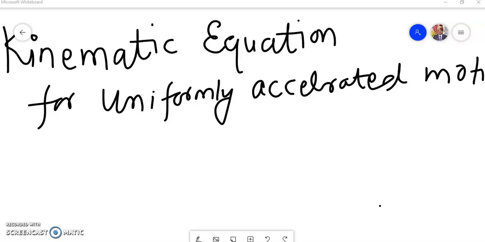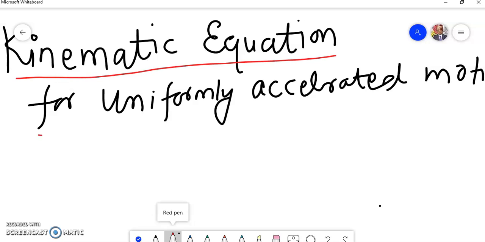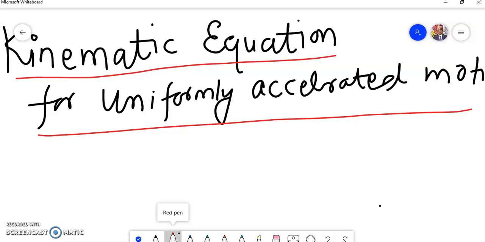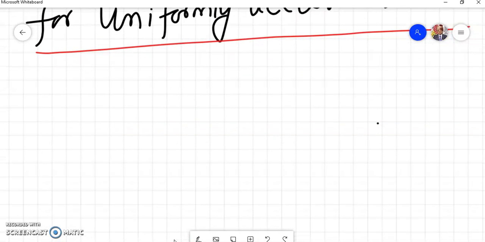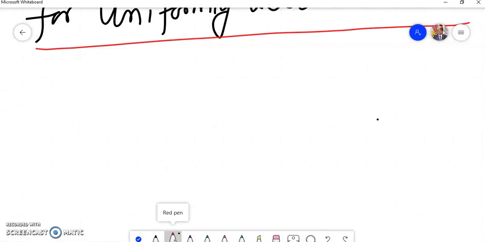Welcome students. Once again, let us find the kinematic equation for uniformly accelerated motion. We have three equations. You all know this in class 9. Let us write this first, and then using graphical methods, let us find the value of this equation.